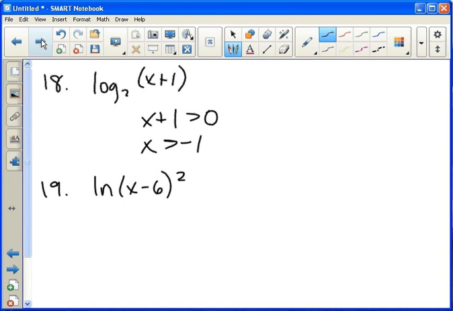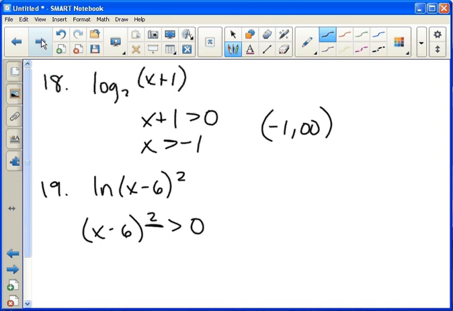Now 19, this is still true that x minus 6 squared has to be greater than 0, but a squared is always going to be greater than 0 except in one situation. And that situation is when you actually equal 0. So the only thing you're going to get if you have a squared here is that x cannot equal 6, because that would make it 0, and 0 is not greater than itself.